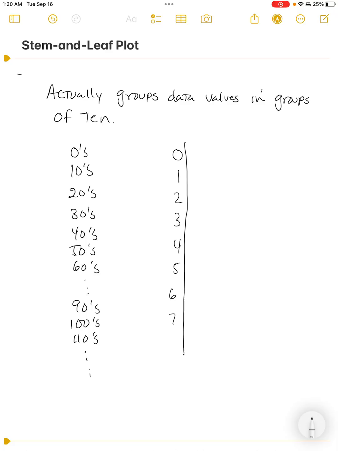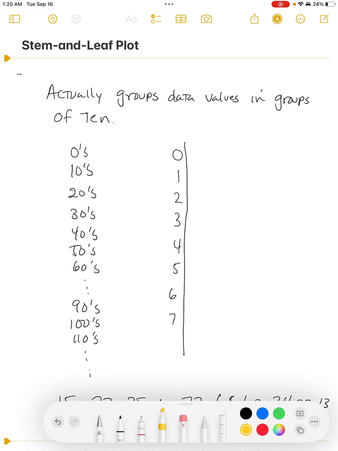Let me stop there. Let's suppose we're looking at data, and the data has the values 15, 27, 35, 6, 72, 68, and 62. And let me do another 24, 27, 13. Just making up stuff. So here's what a stem and leaf would do. They would say, okay, let's break off the tens digit, whatever that is, and we'll just write the numbers.